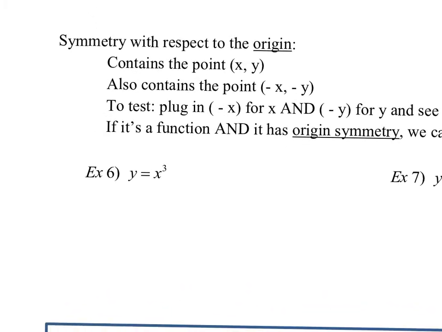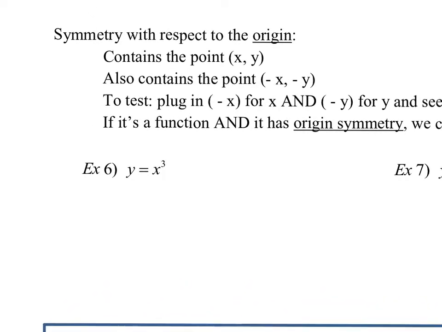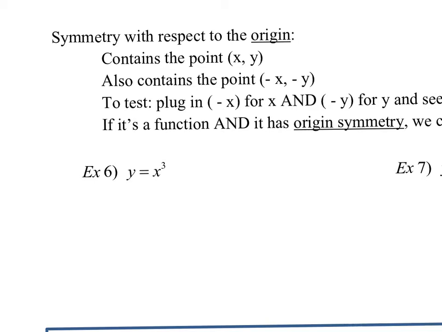Here we are on our last one, symmetry with respect to the origin. And literally what that means is you turn your paper upside down and the graph looks the exact same. It's called a 180-degree rotation. And what we're going to do is a very similar test, except instead of replacing negative x for x or negative y for y, we're going to replace both of them and then see if we get the same exact equation.